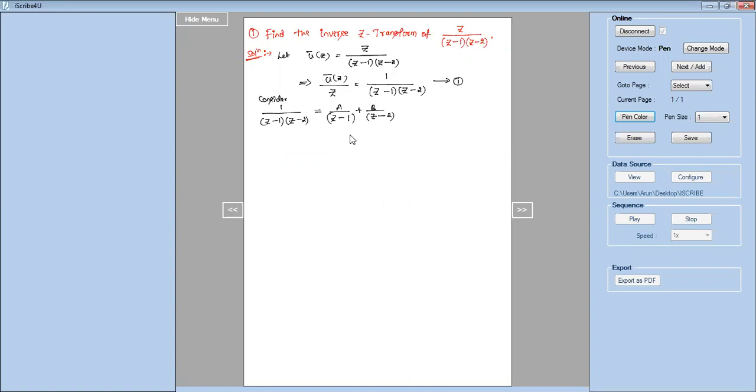Now let us equate the numerators. I can take the LCM. You can follow that procedure, whatever you did in inverse Laplace. So I can cancel this Z minus 1, Z minus 1.